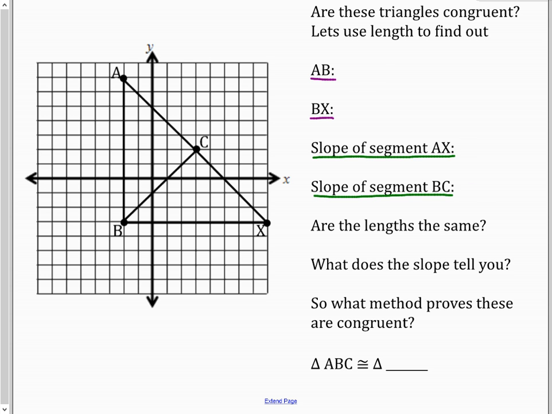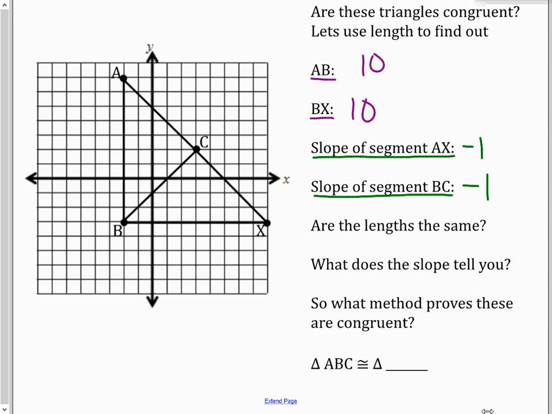Sorry about that. So here we have AB is 10, BX is 10, the slope of segment AX is -1, and the slope of segment BC is -1.